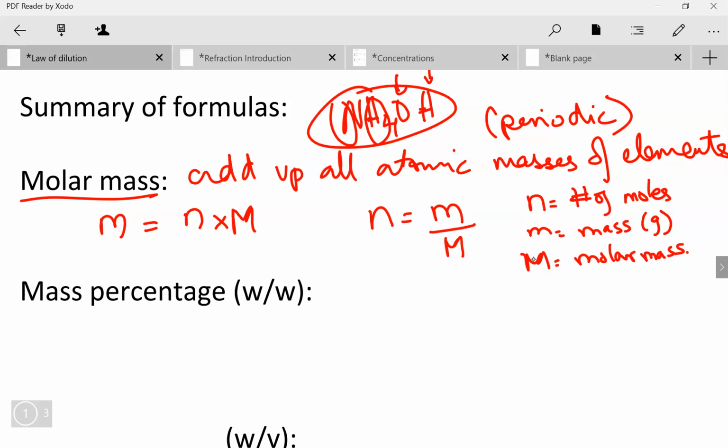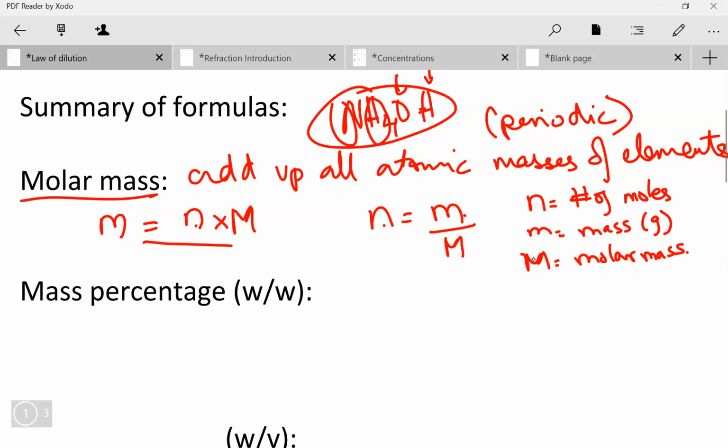And here we can see that if you want to find number of moles, you have to take the mass divided by molar mass. If you want to find the mass, you take number of moles and multiply it by molar mass. So that's why we need molar mass to go from mass to moles or from moles to mass. I said that the other way around, but you get the idea.